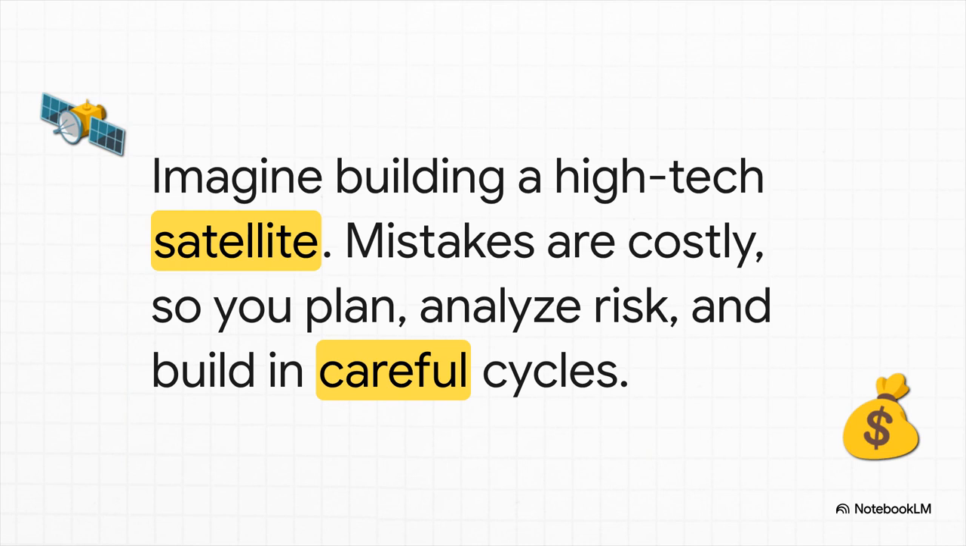Well, imagine you're not just building an app, you're building a billion-dollar satellite. One tiny mistake, one miscalculation, and the whole thing is space junk. You can't just push an update once it's in orbit, right? That's when you want the spiral model. You plan, you figure out everything that could possibly go wrong, you build a tiny piece, you test it to death, and then you start the whole cycle over again for the next piece.